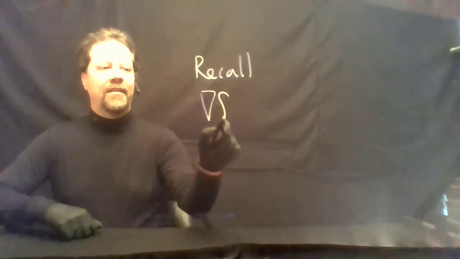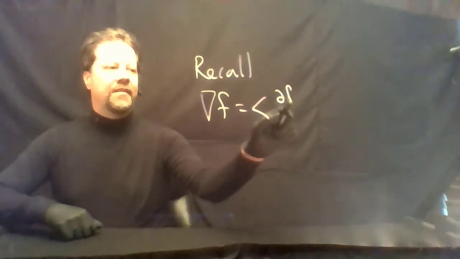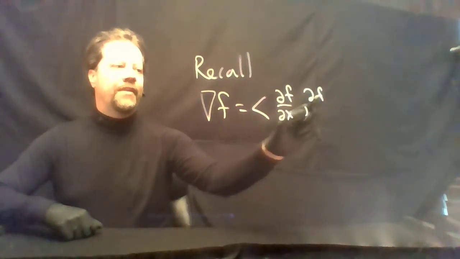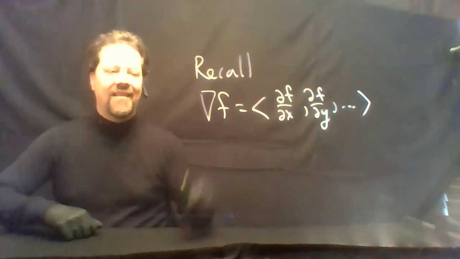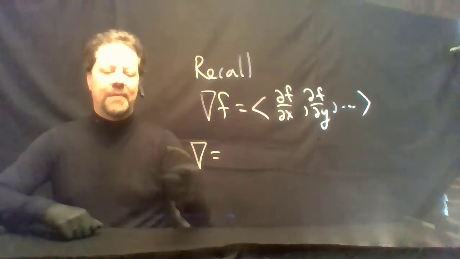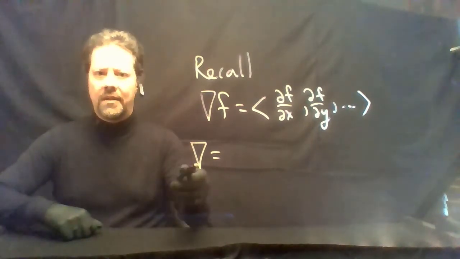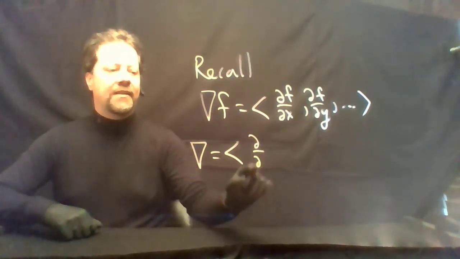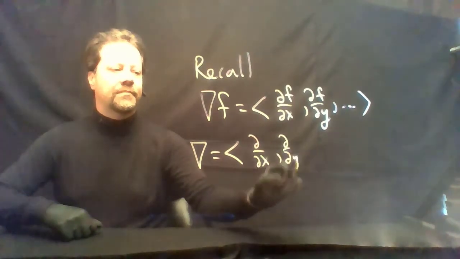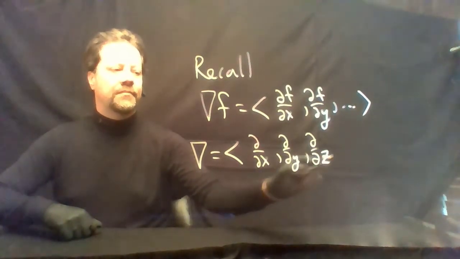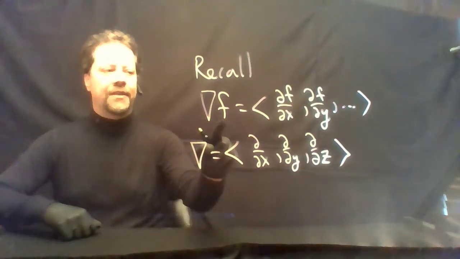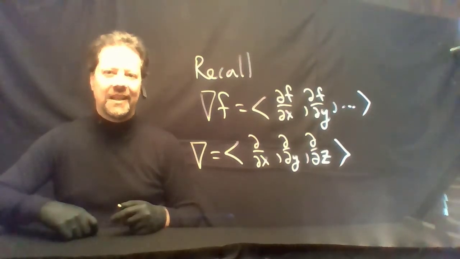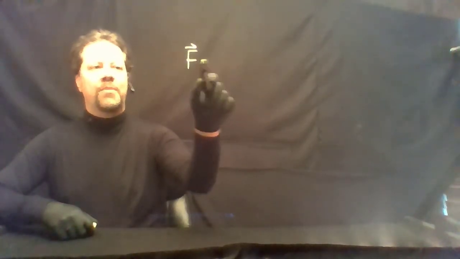Recall the gradient was the vector of partial derivatives, however many coordinates you have. From now on, I'd like for you to think about the symbol del, or nabla, to be like a vector operator of partial derivatives. If you apply this to a scalar valued function f, you end up with the gradient. Thinking of our two prototypes, which of our prototypes is conservative?